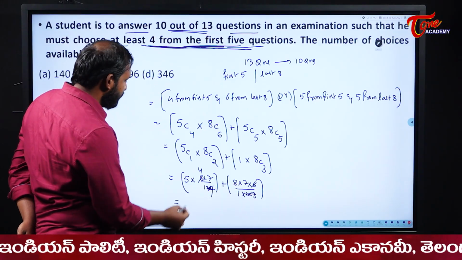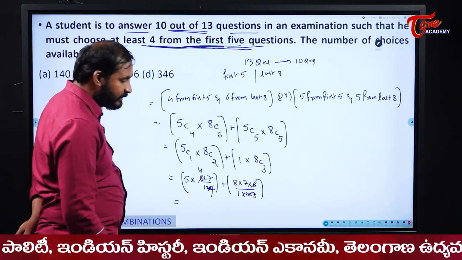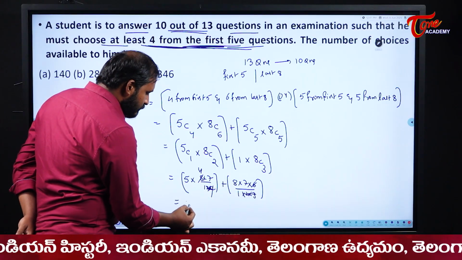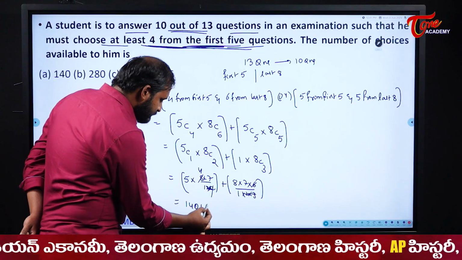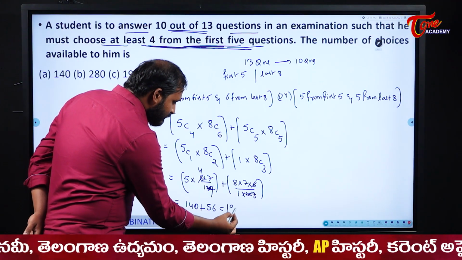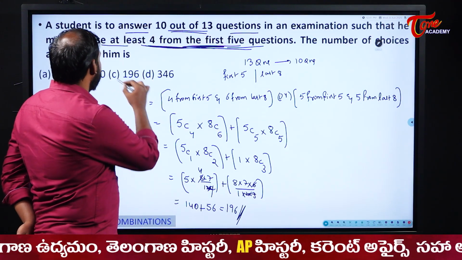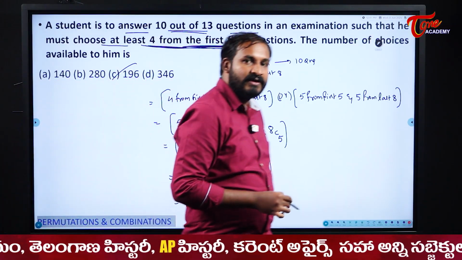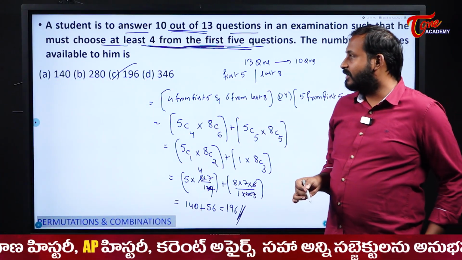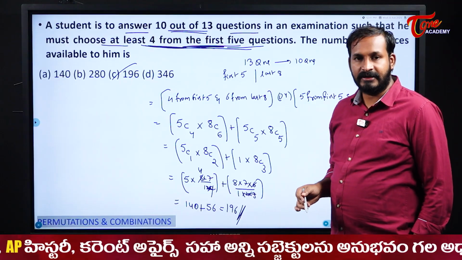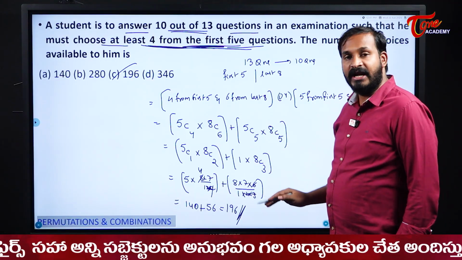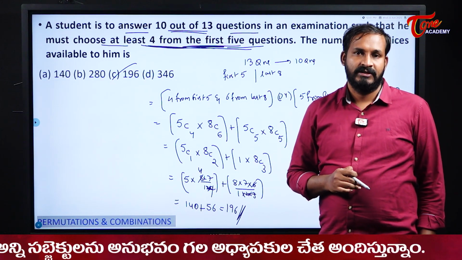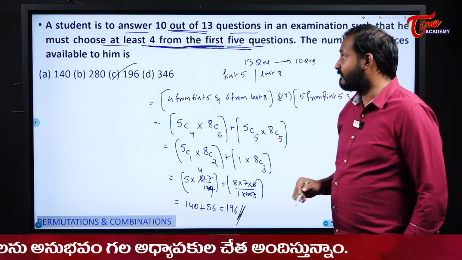Now what will happen here? 5 4s are 20, 20 into 7 is 140, plus 8 into 7 is 56. So what is the overall sum? It will become 196. In how many ways can we do it? In 196 different ways we can do the proceedings. Am I correct? That means there are 196 different possibilities for us.